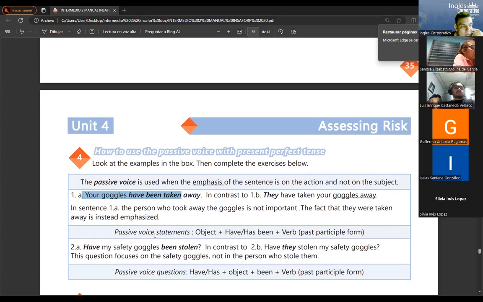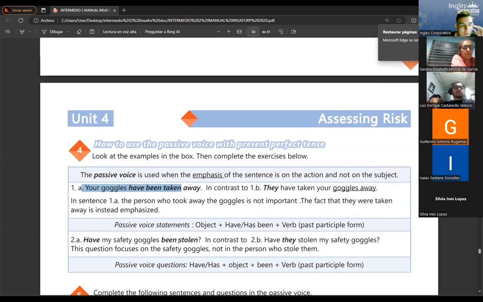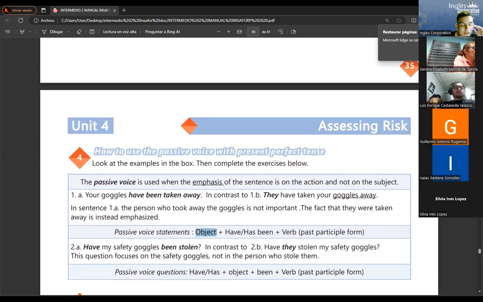Okay, so here we have the formula, aquí tenemos la fórmula. First of all, object, el objeto de la oración, have or has been. ¿Cómo vamos a saber cuándo utilizar have y cuándo utilizar has? Va a depender del sujeto. Recuerden, si es he, she, it, va a utilizar has. Si son los otros cuatro pronombres, van a ser have. Más el verbo en participio.